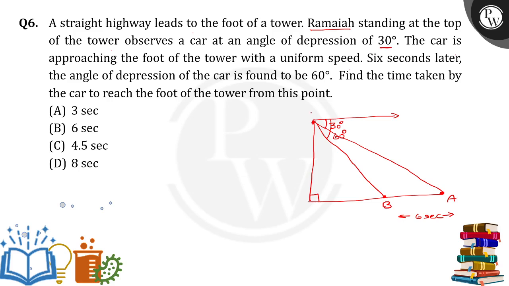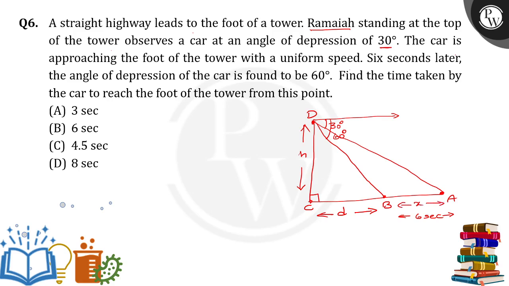Now let's suppose CD is the height of the tower. From B to D, how much time will it take? That we have to find out. From D to B, how much time will it take? That we have to find. The height of the tower is not mentioned, so taking it as H. C will be here and D will be here. So the distance traveled from B to C is D, and from A to B is taken as some X.